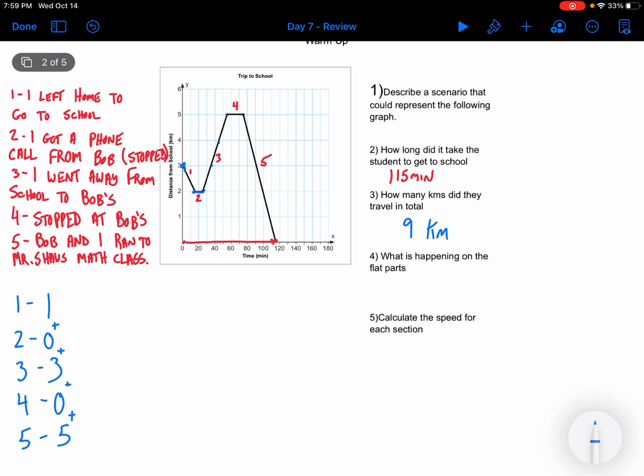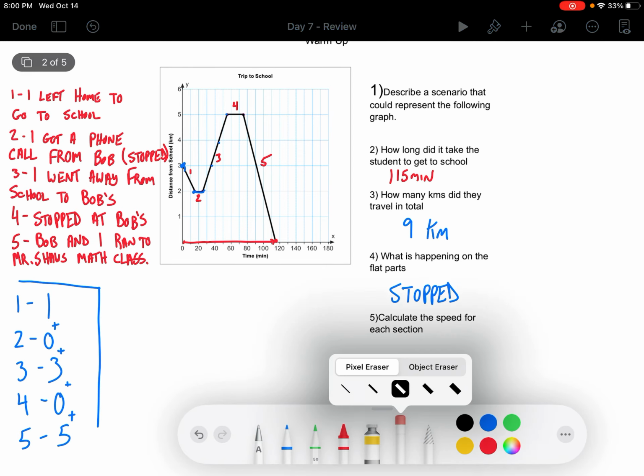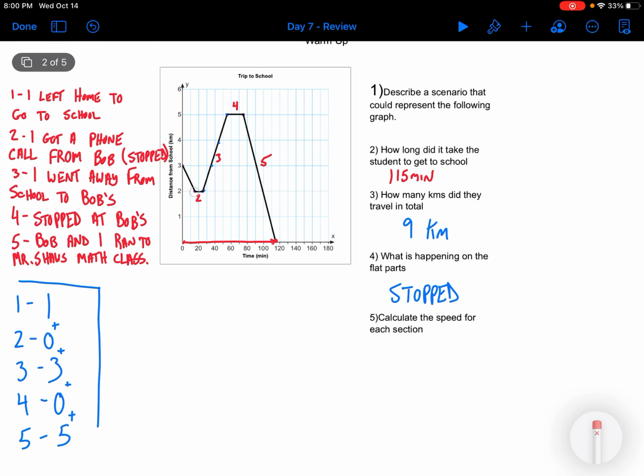Okay, you need to look at the whole picture. What's happening in the flat parts? We've already talked about this. We're stopped. Okay, now it says calculate the speed of each section. I'm not going to give you the actual speed. What I'm going to do is give it to you as a fraction, and I want you to practice reducing your fractions. We know the first section, so I just have to erase a little bit off of here. It's getting a little messy. So the first section, there we go.